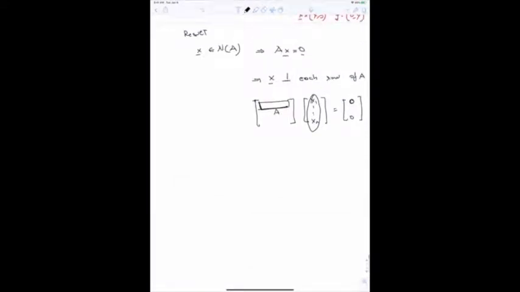Okay, so if we take the transpose of A, then it means that x is also perpendicular to each column of A transpose. And so we conclude that the null space is orthogonal to the range of A transpose. Remember that the range is the space generated by the columns of the matrix, in this case A transpose, and the null space is the space such that A times the vector is equal to 0.